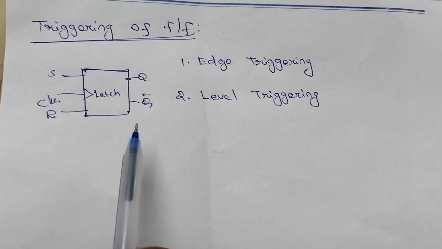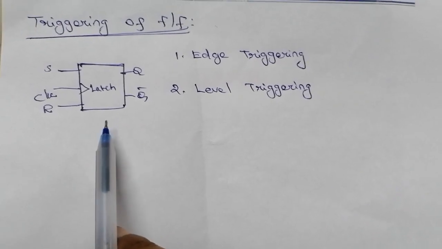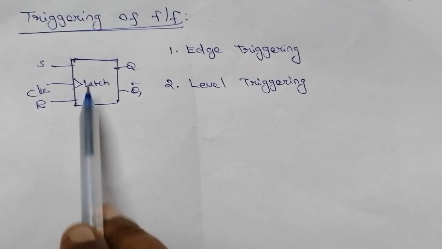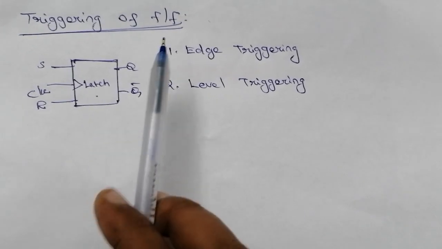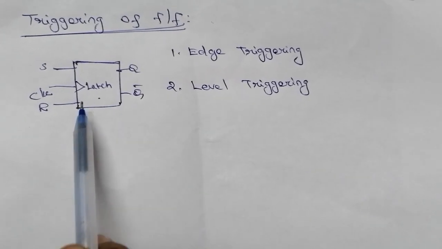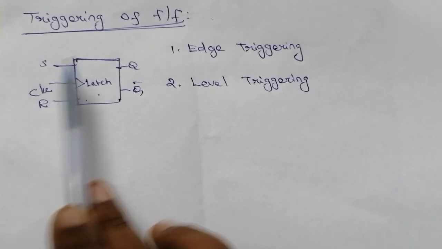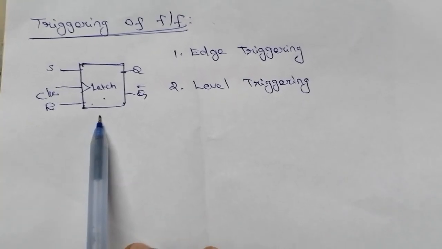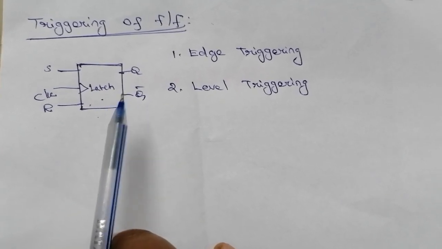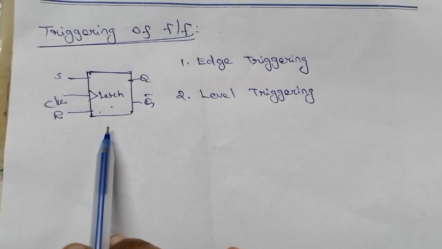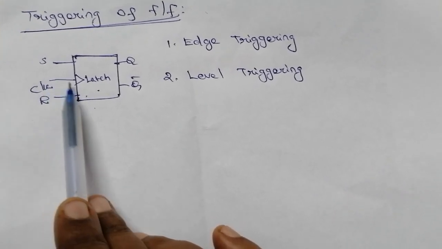Both are mostly similar, but the difference is that latches are constructed from logic gates, whereas flip-flops are constructed from a latch with an additional control input. So this is the basic difference between a latch and a flip-flop in terms of construction, right? Here the additional control input is nothing but the clock signal.